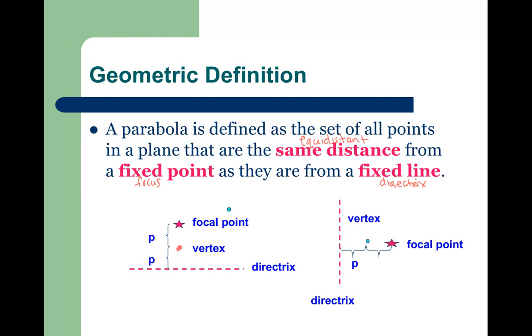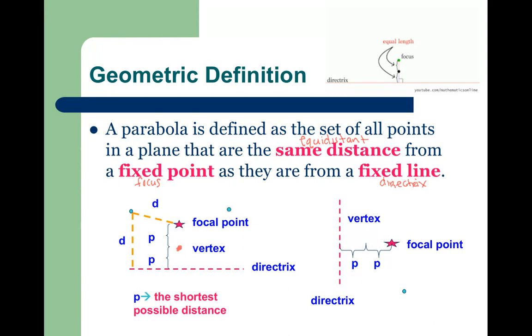The difference here is that my parabola is going to open to the right. It's never going to go through that directrix, right? This point right here is also equidistant from the focus and the perpendicular distance if I dropped a perpendicular to the directrix. So if we look over here again, that distance to the focus point and that distance to the directrix are the same. Okay, P is just that shortest distance.